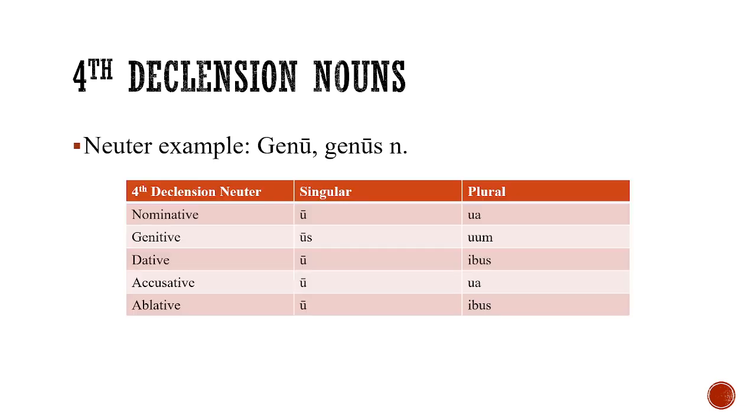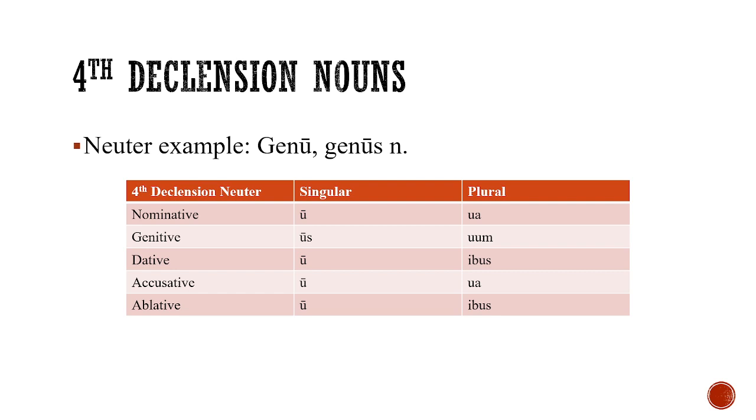But what about the neuters? So here's an example of a neuter noun, genu, genus. This is our word for knee from our body parts list. In our vocab, we also have cornu, and there's another one, gelu, which means cold or ice. And those are really the only three neuters that really matter for fourth: genu, cornu, and gelu. So what is this going to look like with u being the nominative noun?